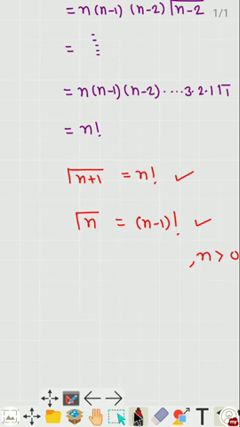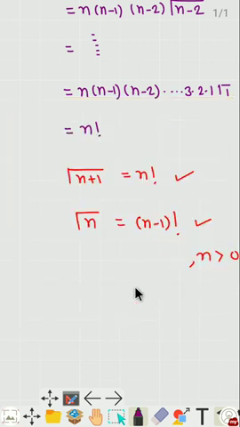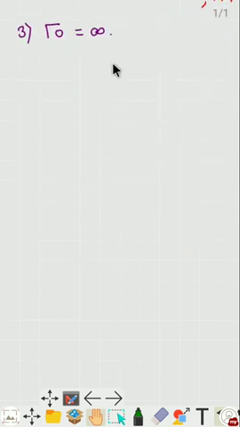Okay, so now let us go to the third property of the gamma function. The third property of gamma function: gamma 0 is equal to infinity. We can prove this property very easily. So let us write the proof of this property.